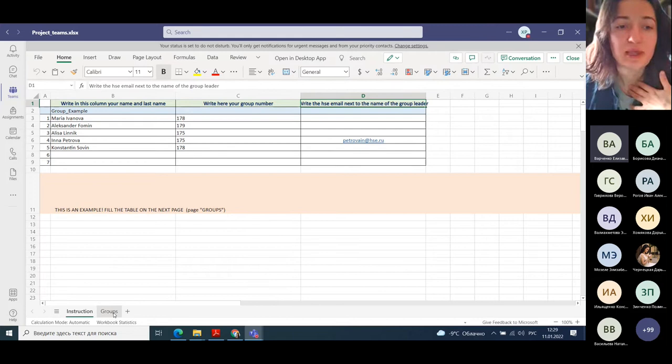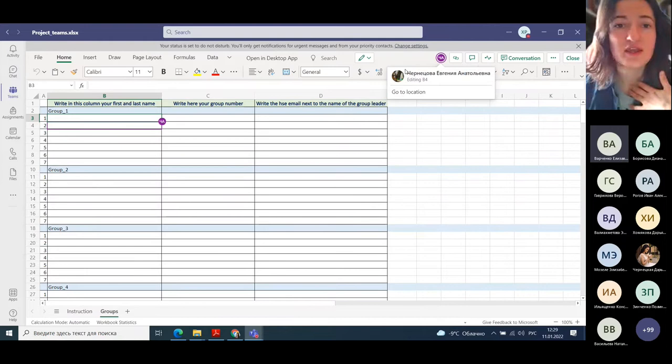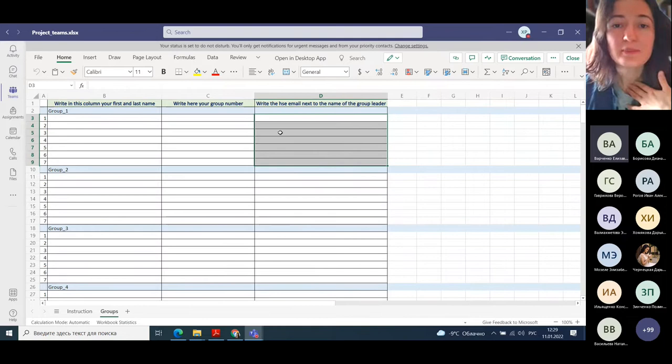Yeah, I see someone, Evgeny, is already here. Absolutely right. So here in the first column, you should write the first and the last name of all your group members. Here, you should write the group number of all of the students. And in the last column, you should write only one email, HSC email, of the group leader, because we will communicate only with the group leaders and all the questions will be only with the group leaders.